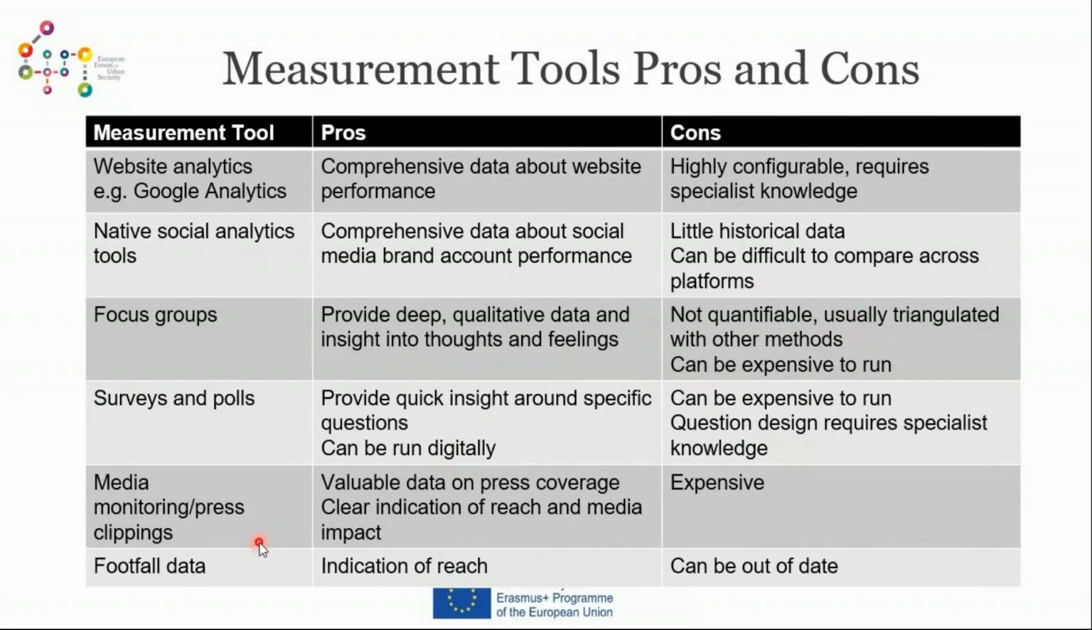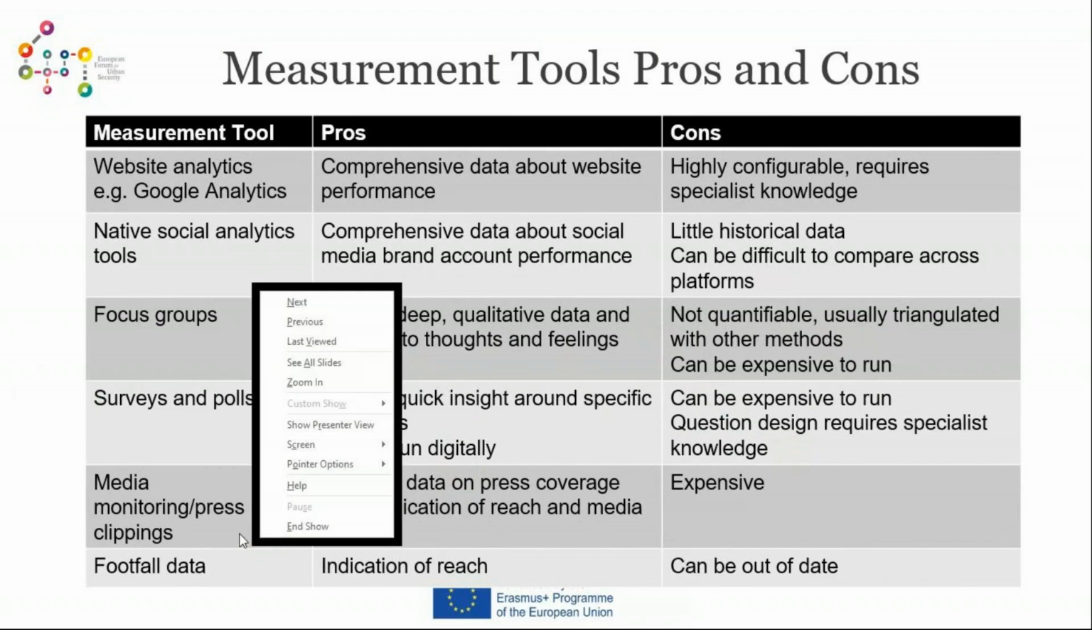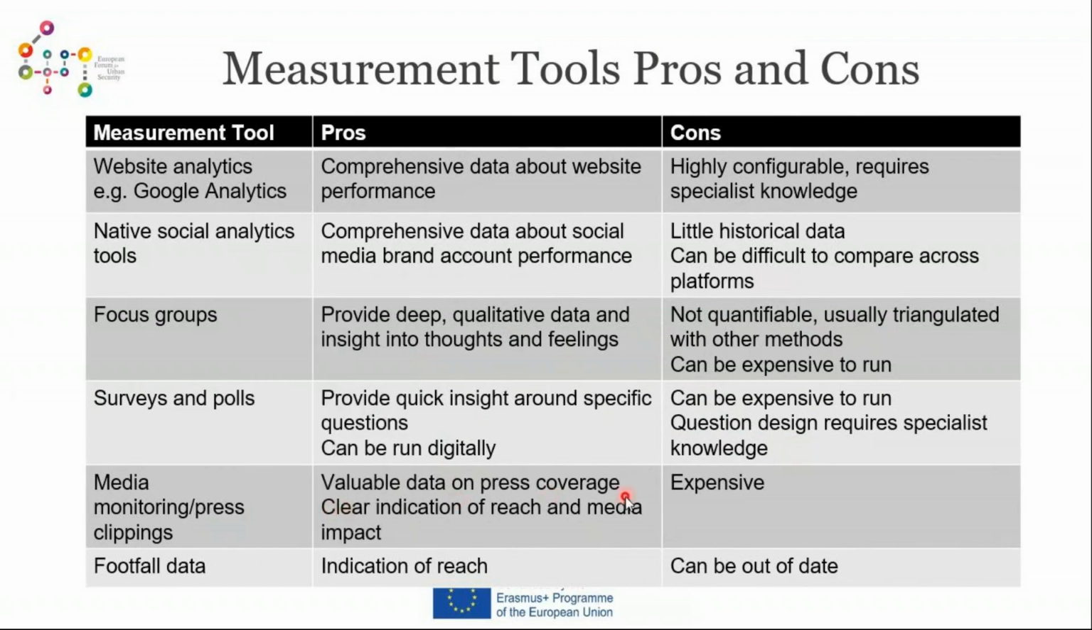Another method, which is one that we talked about much earlier, is media monitoring and press clippings. So that gives you valuable data on press coverage and clear indication of reach and media impact. And that's a real pro of media monitoring. You can see where your content is being picked up by the press. So that can also give you information on which journalists you can establish good relationships with. A con is that to get things into the press and actually even getting those good relationships with journalists, it can cost money, especially if you're paying for advertising there.